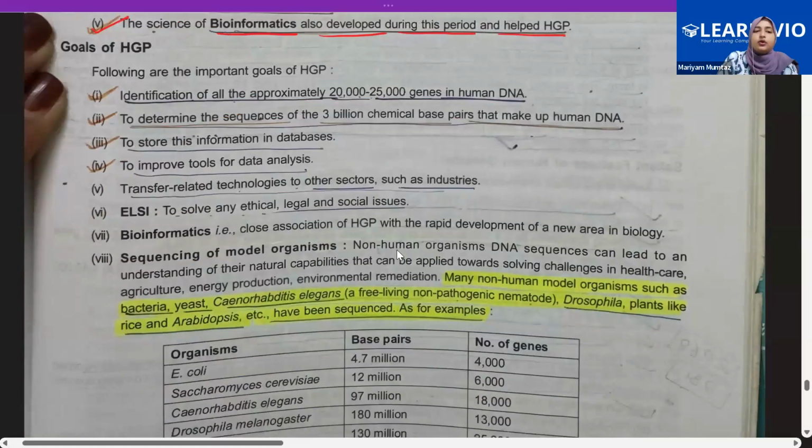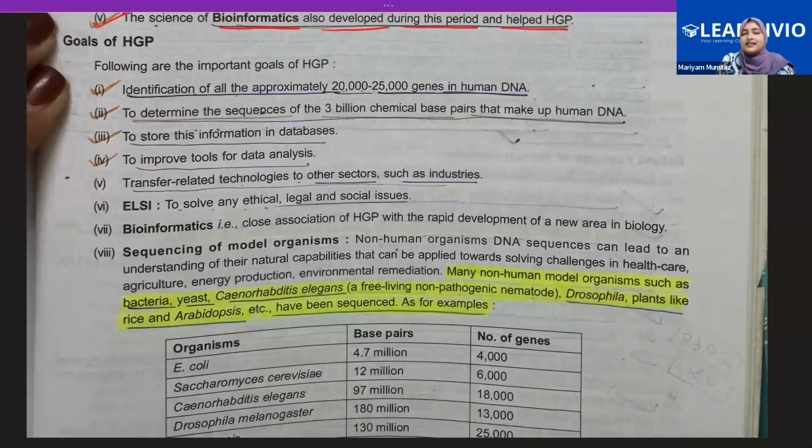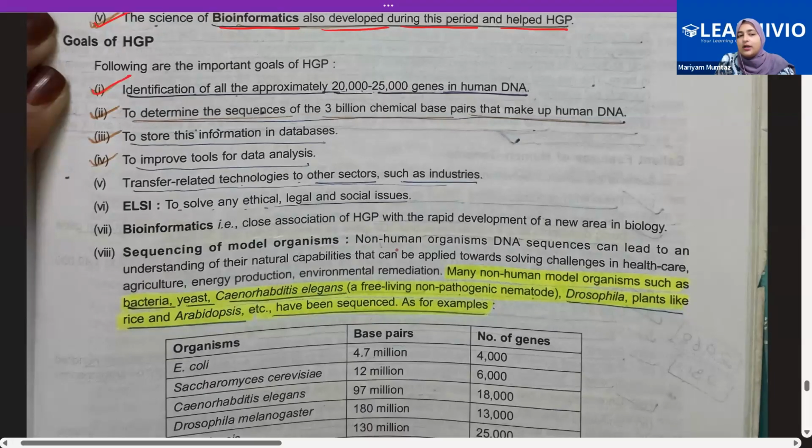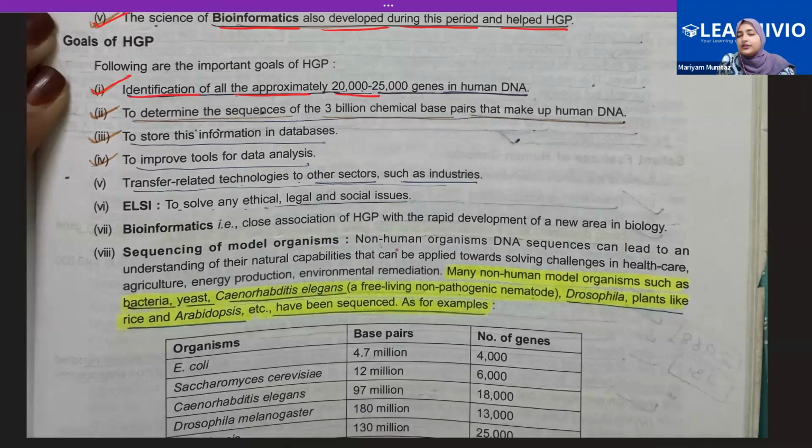Okay, so furthermore, the goals of the Human Genome Project. Now let us see their goals, what they wanted to do as their project completed. The first thing is that they wanted to do the identification of all 20,000 to 25,000 genes in human DNA. However many genes are there, they wanted to identify those genes. They wanted to find out what is the function of this gene, what is the function of that gene. That is what they wanted to do.